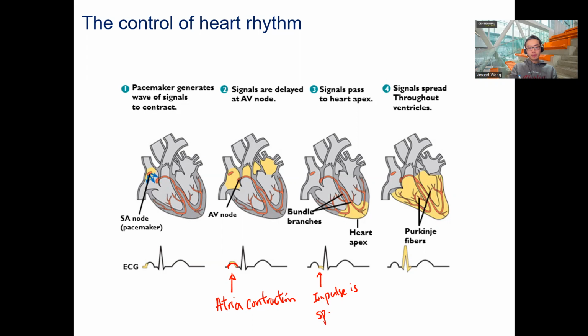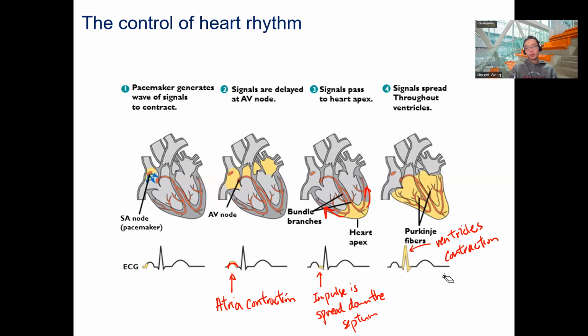is spreading down the septum. It takes some time to travel down the septum. The septum doesn't contract, right? It's the ventricles that contract. And then when it finally goes up through the Purkinje fibers, it will cause your ventricle to create a forceful squeeze, and that's what this peak is representing. So this is ventricles contraction.